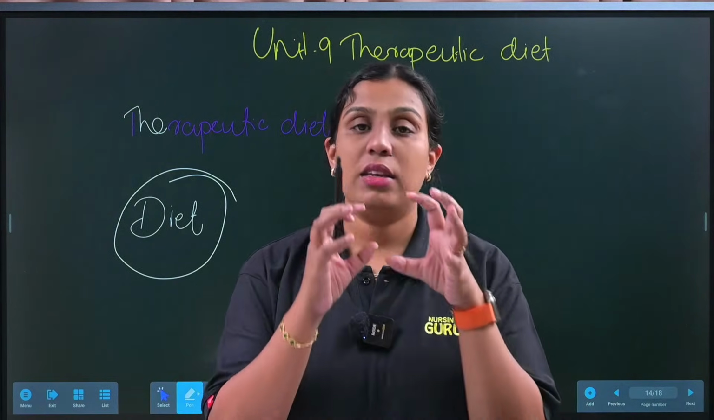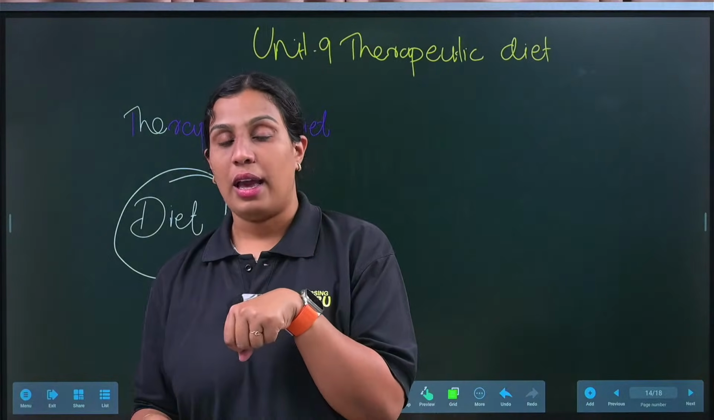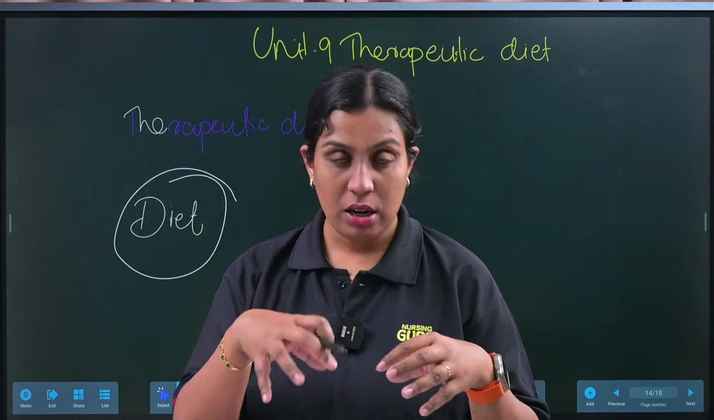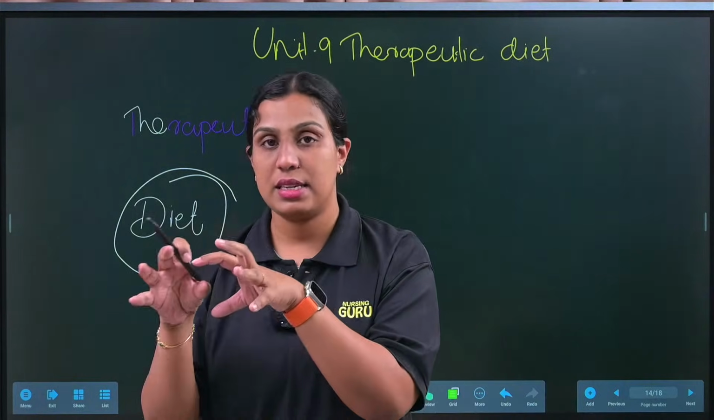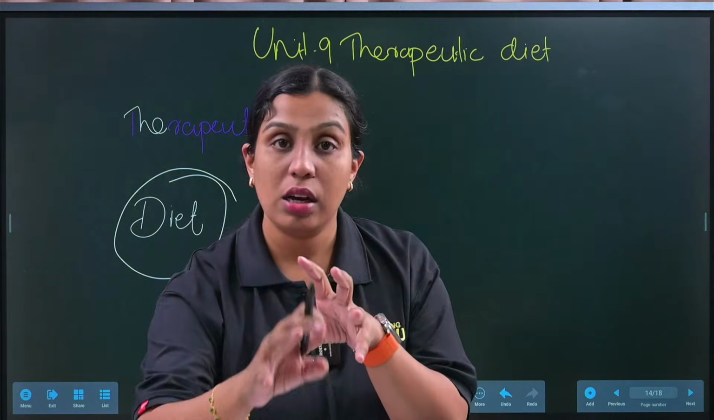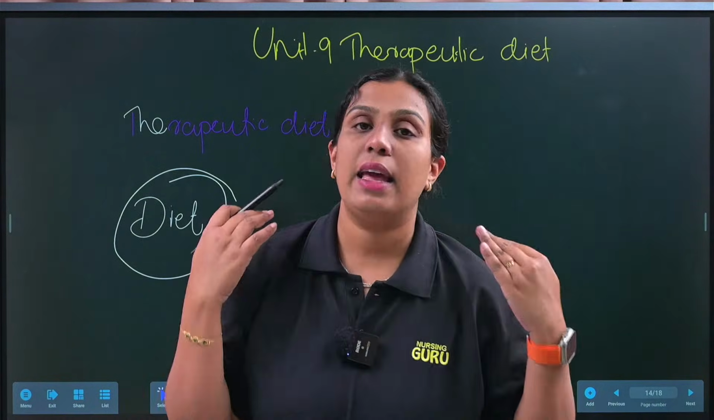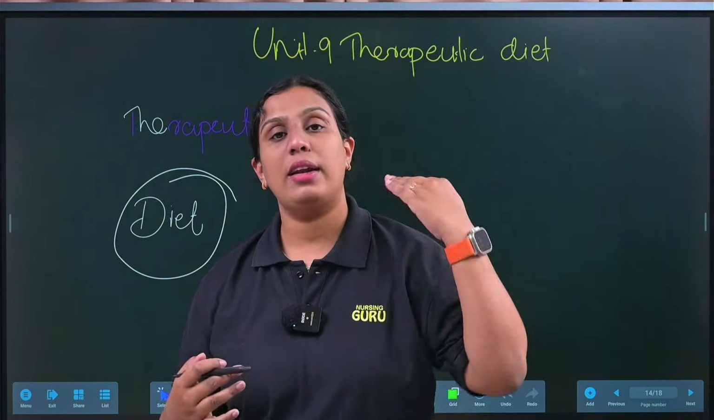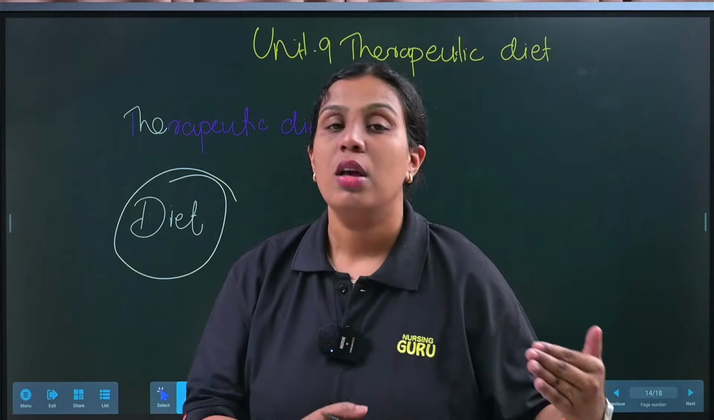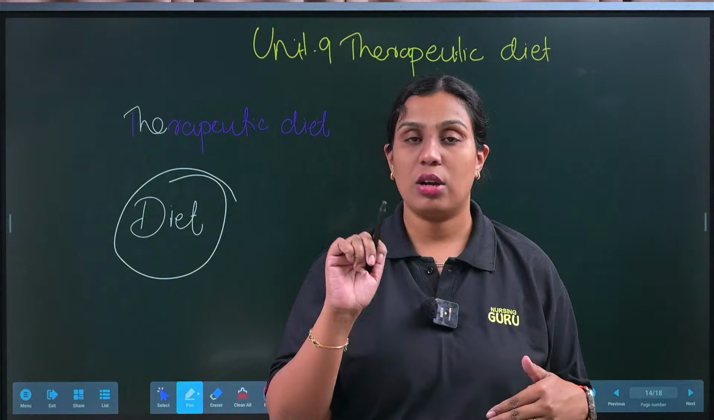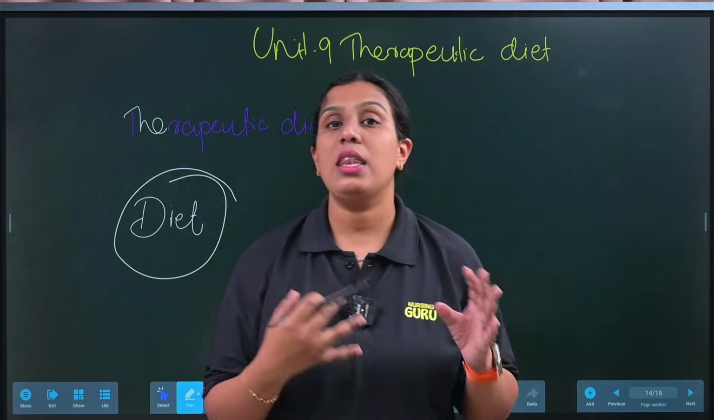Then diet in diseases. Different types of diseases are there. For a patient with a particular disease, a nurse who has completed their nutrition classes should be able to give a diet plan for the patient. That is the reason in this unit we are learning about the diet in various disease conditions.